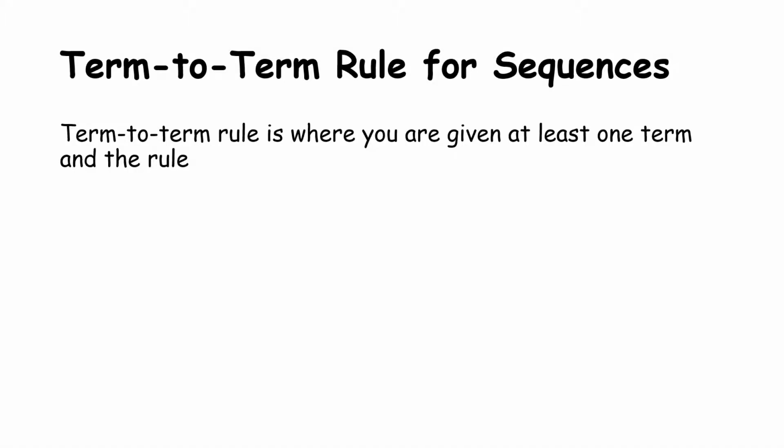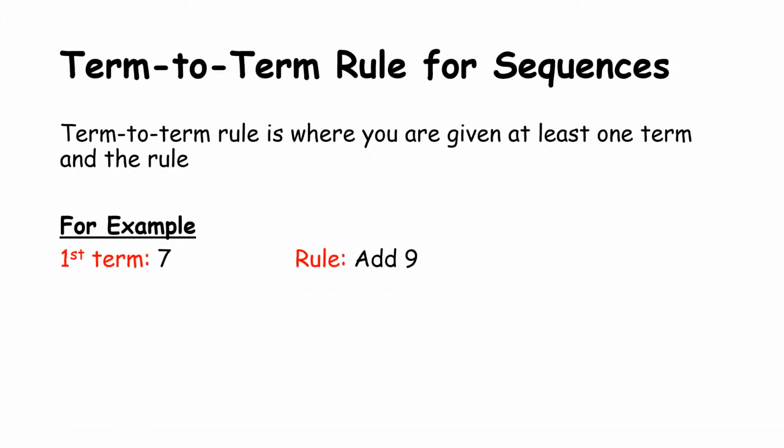So the term-to-term rule is where you're given at least one term and the rule. So let's take an example. So the first term is 7 and my rule is add 9. So if I wanted to put together, I would talk about T1 is 7 and I want to work out, let's say, 5 terms. So we'll go up to term 6.